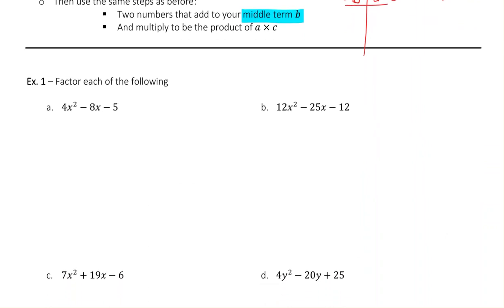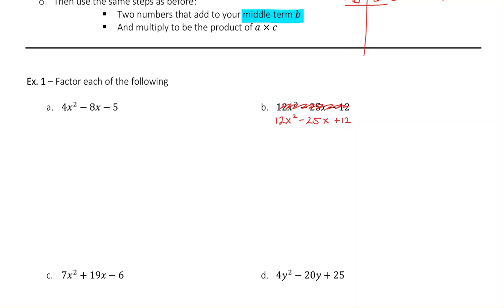First things first, we need to make an adjustment to what we have here. In our equation B, it should be 12x squared minus 25x plus 12. So change that on your sheet. But we're still going to start with problem A.